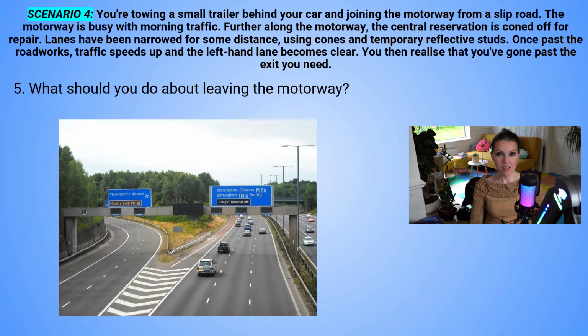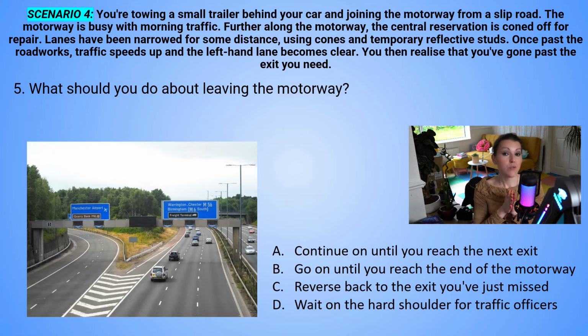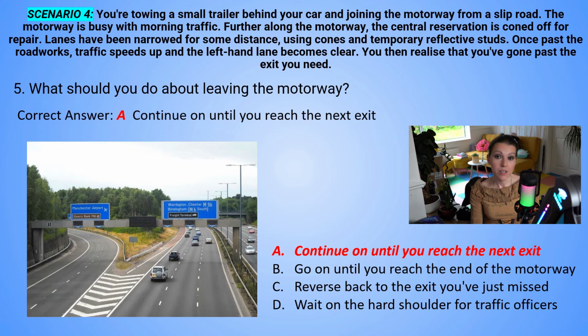Question number 5. What should you do about leaving the motorway? So remember that once you pass the roadworks and the lanes become clear, in particular the left-hand lane becomes clear, you realize that you have actually gone past the exit you needed to take. So what should you do now about leaving the motorway? A. Continue on until you reach the next exit. B. Go on until you reach the end of the motorway. C. Reverse back to the exit that you missed. Or D. Wait on the hard shoulder for traffic officers. And the correct answer is A. Continue on until you reach the next exit.